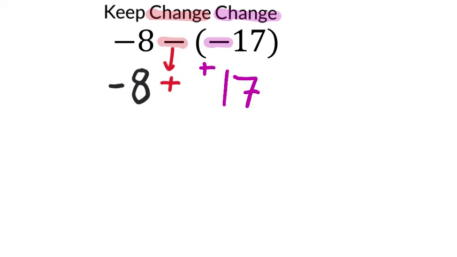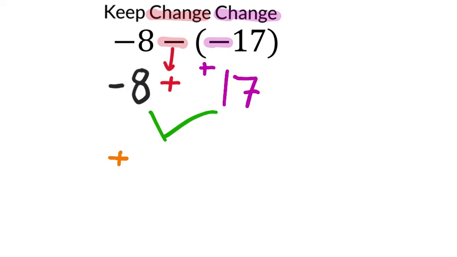Okay, so I end up with negative 8 plus 17, positive 17. And the two signs are now opposites. The 8 is negative and the 17 is positive. So I'm looking to add here. And so I want to figure out the sign of my answer, which is going to take the sign of the bigger number, which is 17. So I know the answer here will also be a positive value. Okay, so that's the sign.